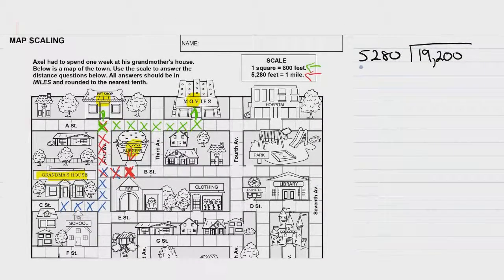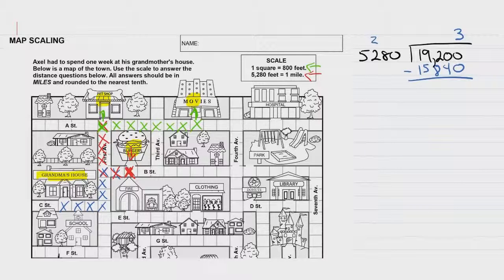I ask myself, how many of these 5s, this 5,000, will go into 19 or 19,000? Well, 4 times 5 is 20, so it can't be higher than 4. So it must be 3. So I put a 3 right here. And then I multiply. 3 times 0 is 0. 3 times 8 is 24. Carry the 2. 3 times 2 is 6, plus 2 is 8. And 3 times 5 is 15.